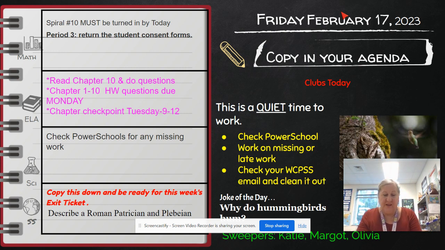All right, so we are still in Flush, and we're talking about Carl Hiaasen's point of view as well. Students will be reading chapter 10 over the weekend and doing the final homework questions for that. So their homework question sheet is due on Monday. They will have a chapter check on Tuesday from chapters 9 through 12.